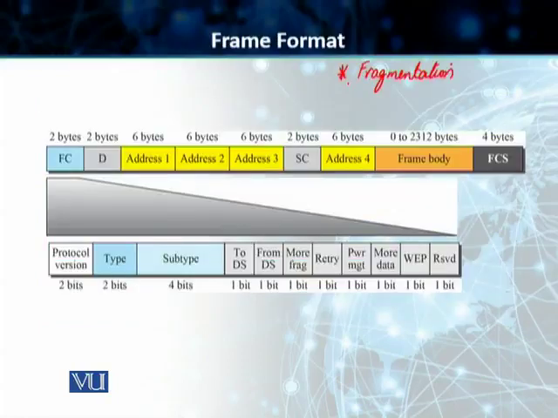So students, coming back to our frame format, this is our first field or the FC field. Then you've got a D field, which defines the duration of the transmission that is used to set the value of the NAV.